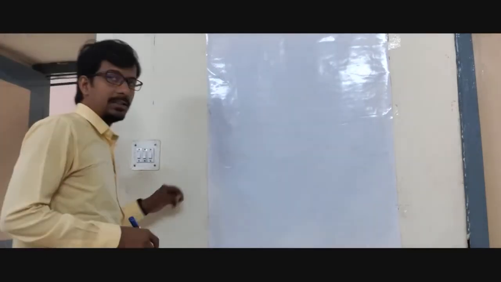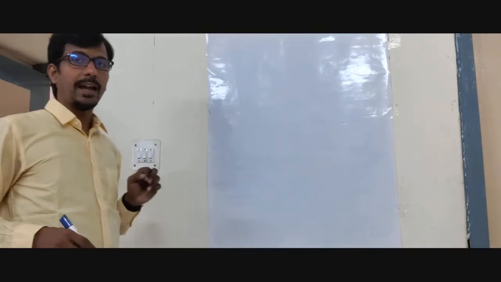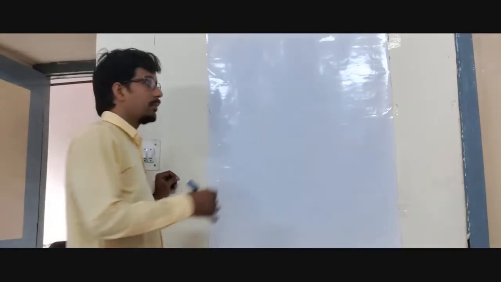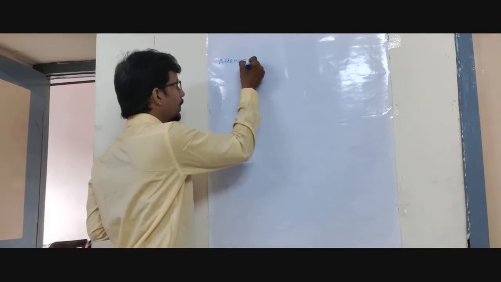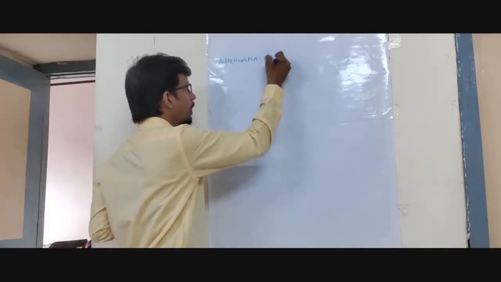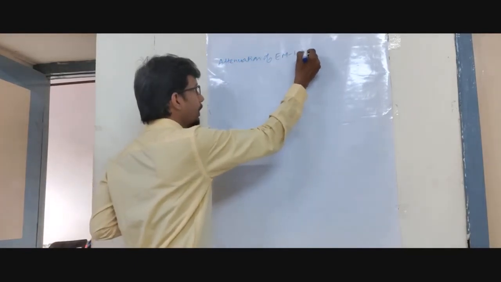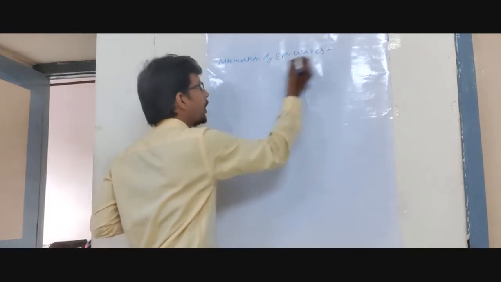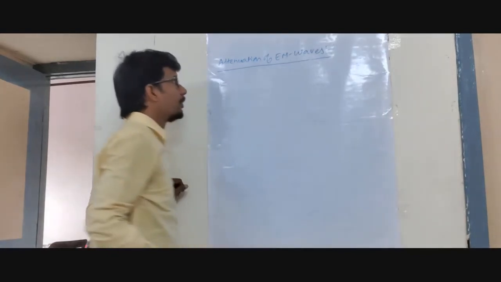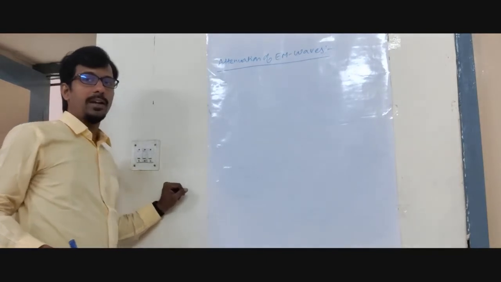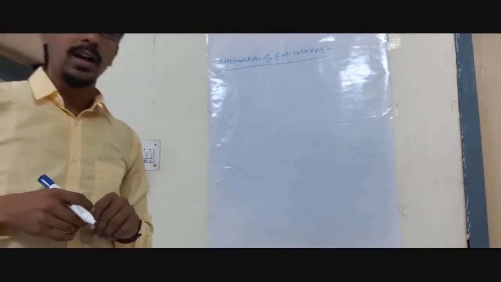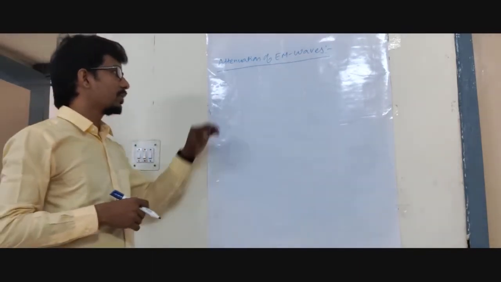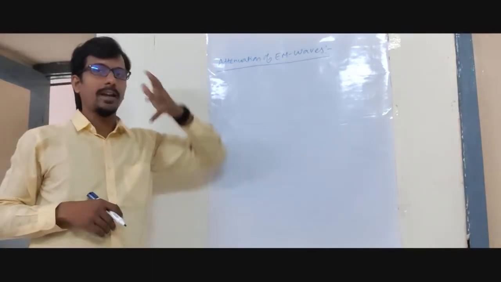So now let us discuss what attenuation actually means. Attenuation is very, very important. Attenuation of electromagnetic waves. How are we going to get this attenuation? What is the difference between scatter and attenuation?